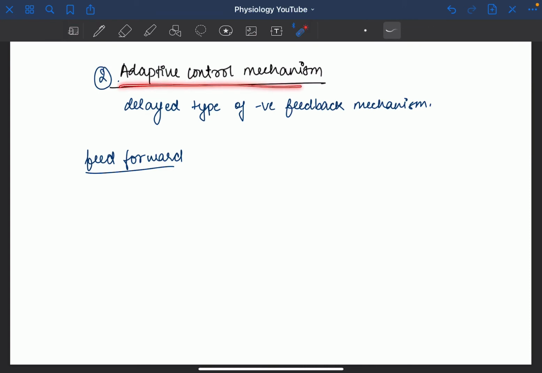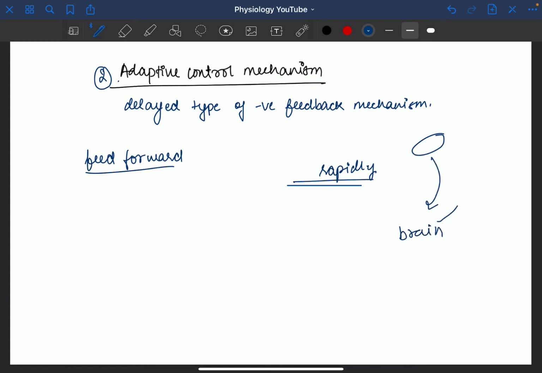Next is the adaptive control mechanism. If such a circumstance comes that a body part has to move very rapidly, then in this rapid movement there is no time for the nerves to collect information from the part, send it to the brain, and from the brain send it back to that moving part. So in this condition, the muscle where the action is happening is allowed to contract, and this information is later sent to the brain.